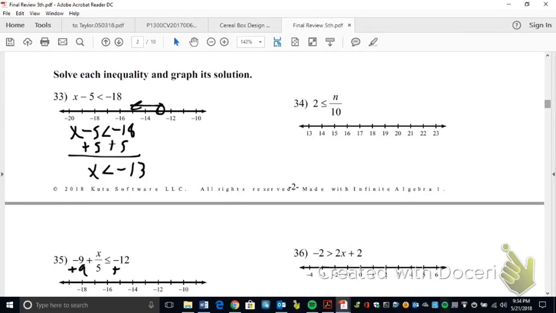Same thing for 35. We're going to add 9 to both sides. We have x over 5 is less than or equal to negative 3. Multiply both sides by 5. X is less than or equal to negative 15. Now notice here we have a less than or equal to, so we're going to go ahead and fill that in, and then again to the left. Okay, so if that was x is greater than or equal to negative 15, we'd go to the right.